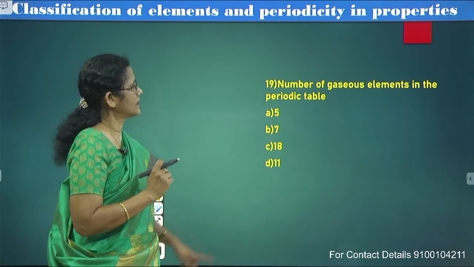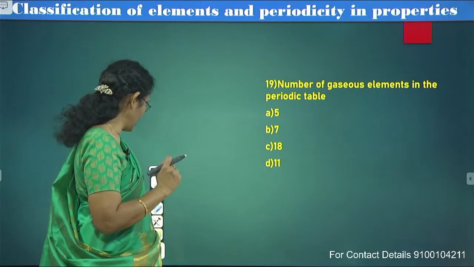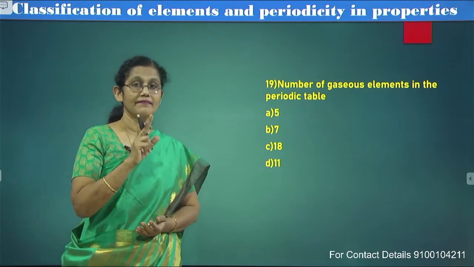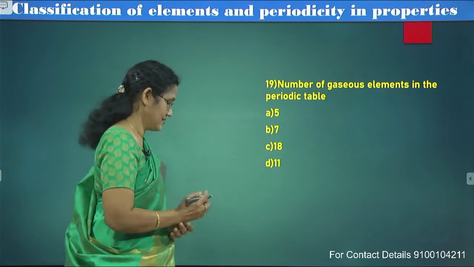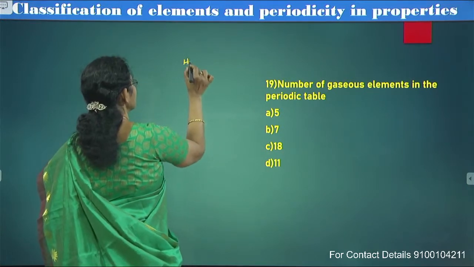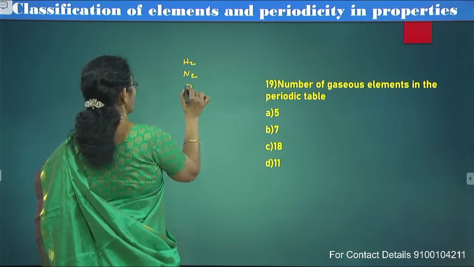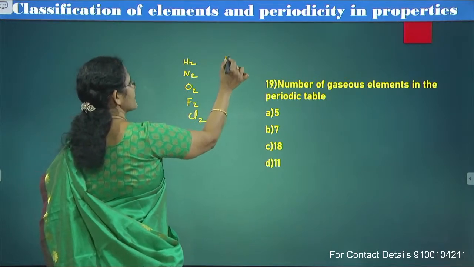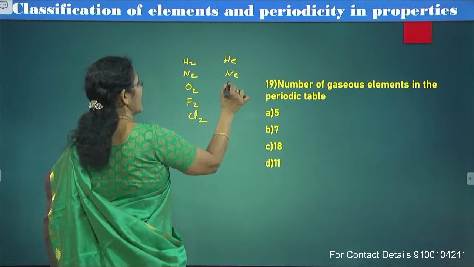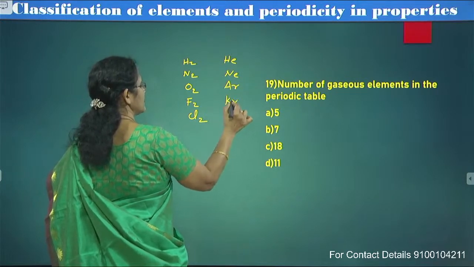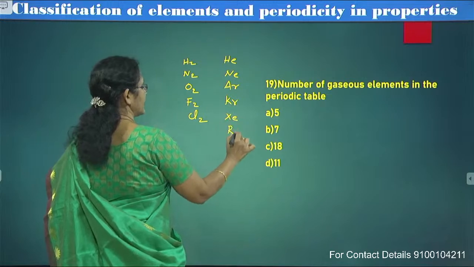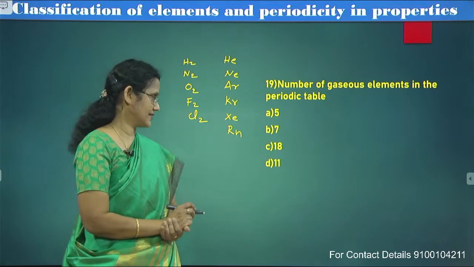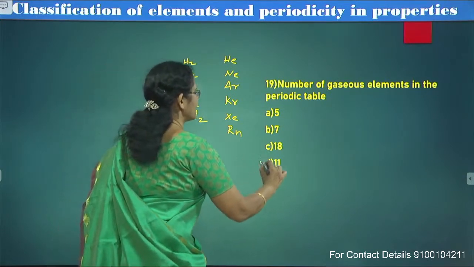Now, see here, number of gaseous elements in the periodic table. How many gaseous elements are there in the periodic table? There are 11 gaseous elements. What are they? Hydrogen, nitrogen, oxygen, fluorine, chlorine, then the noble gases, helium, neon, argon, krypton, xenon, radon. So, there are 11 gaseous elements in the periodic table. So, the correct answer should be 11.